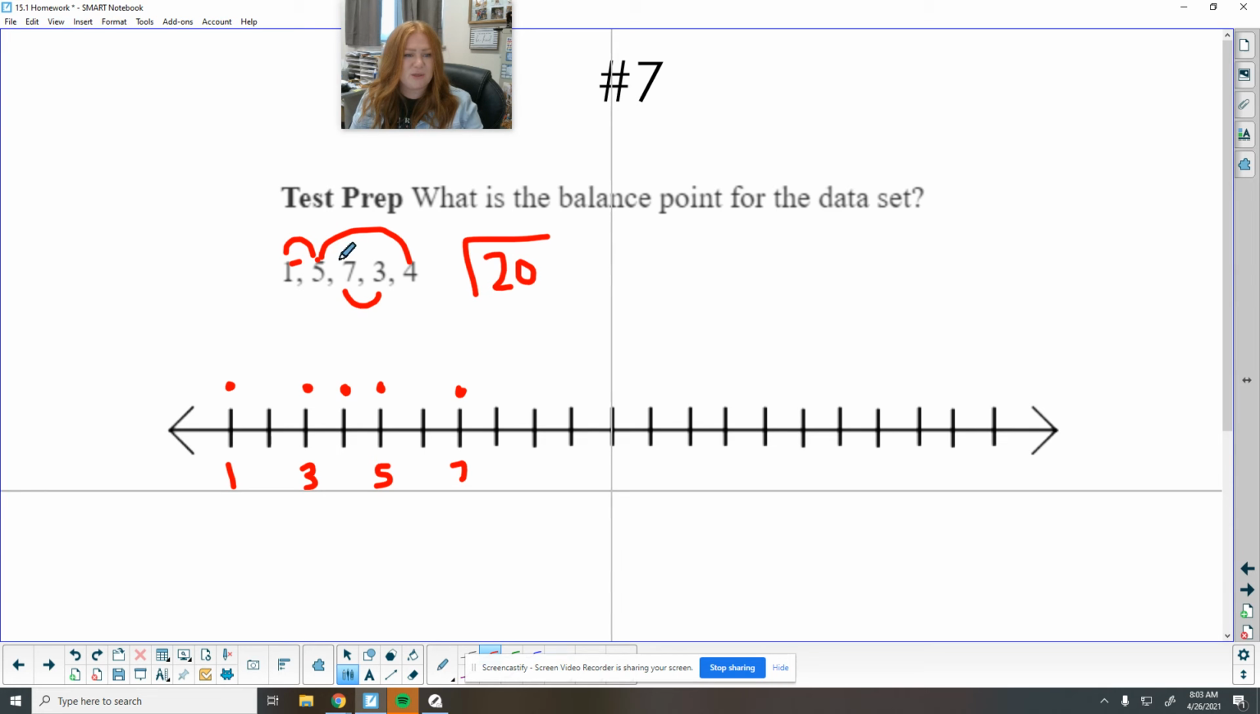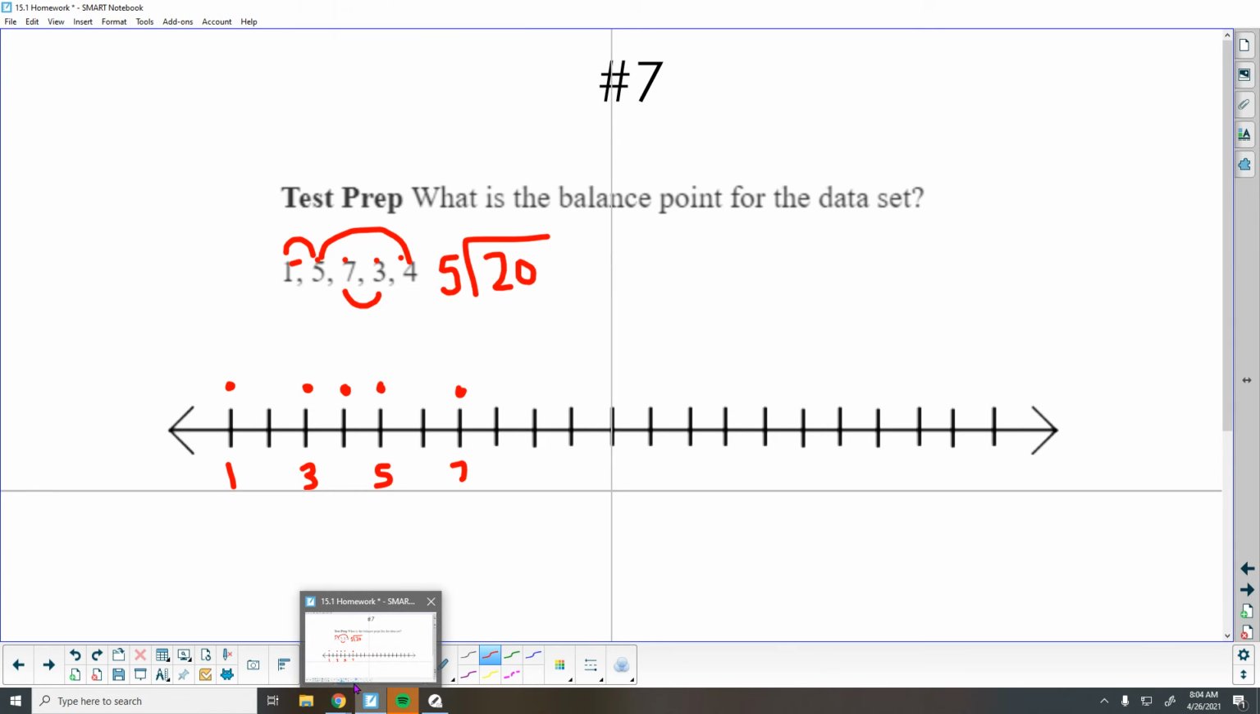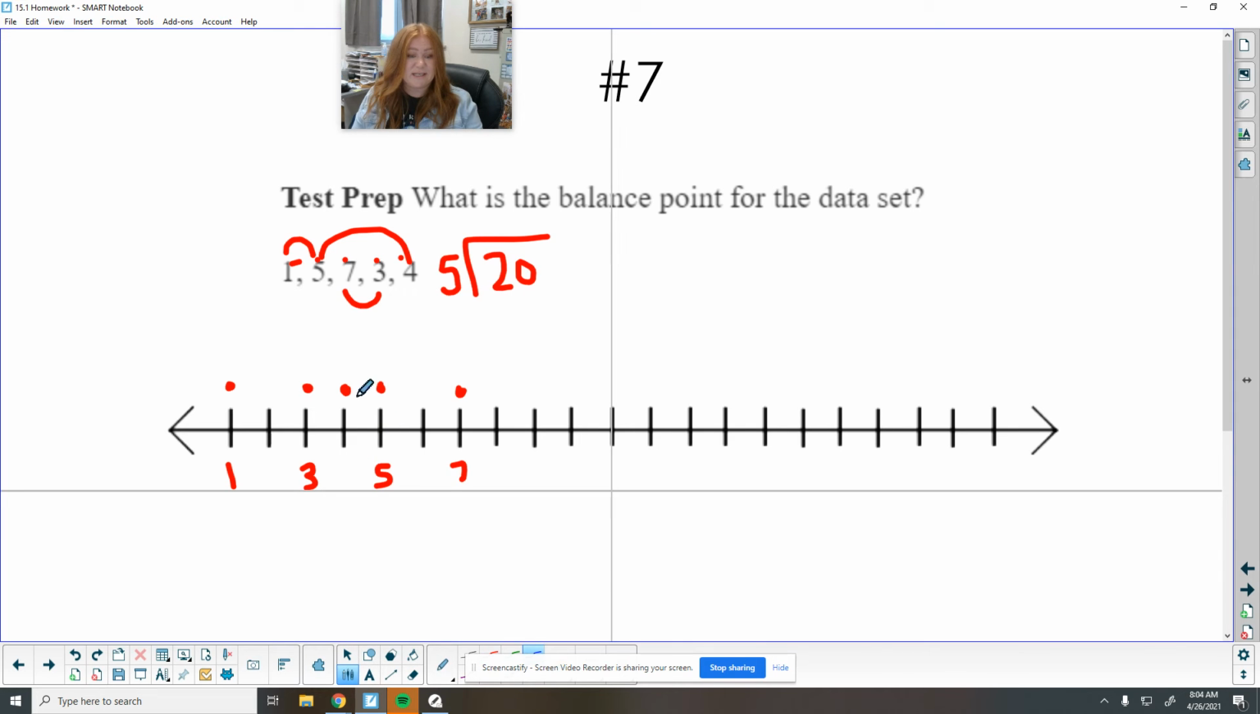Now we have 1, 2, 3, 4, 5 numbers we're trying to balance. So we want to split our data between all 5 numbers. So 20 divided by 5 tells us what our balance point is, which is 4 here. Right, I can see these are both 1 away, so I'd give the 5 to the 3. And then these are 1, 2, 3 away, so I'd give 3 of these ones from 7 to the 1. And then they would all have 4 equal pieces.